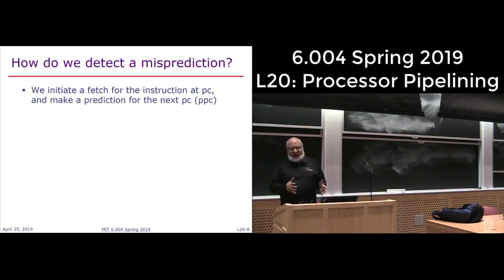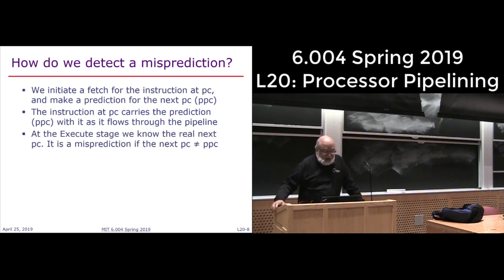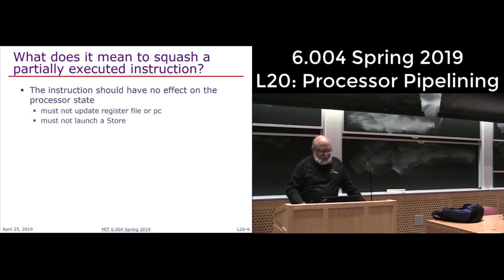So what I'm saying is, you have to carry some information forward, and that information is the prediction you had made. Carry it forward, and if there is a mismatch, whenever you detect it, you say, okay, things have gone wrong, let me fix things in the back. The instruction at PC carries the prediction with it as it flows through the pipeline, and at execute stage we know the real next PC. It is a misprediction if the real next PC is not equal to PPC. This is a simple idea, and I want everybody to remember it, because when I say misprediction, this is the image that should come to your mind. We know the prediction and we know the real next PC, and if they differ, something has gone wrong, and whenever there's a misprediction, we'll take some actions.